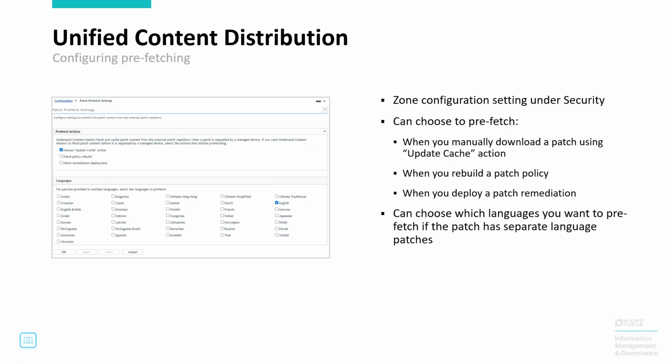I would recommend to enable the patch policy rebuild. That means that if you do a patch policy rebuild, it will check to see what patches are available within the policy, and it will pre-cache those on the primary server. Yeah, you can send them out to the satellites as well. On the pre-cache, that's where you will find the languages window that you saw before as well, where you can specify for what languages you would like to pre-cache your content.